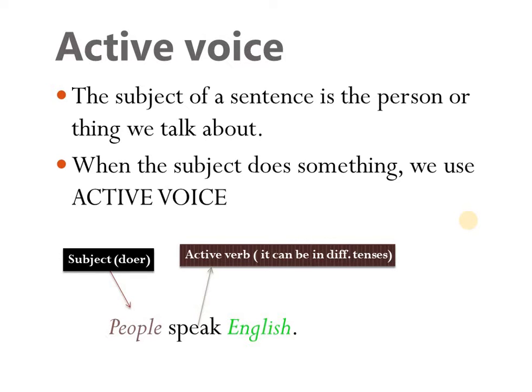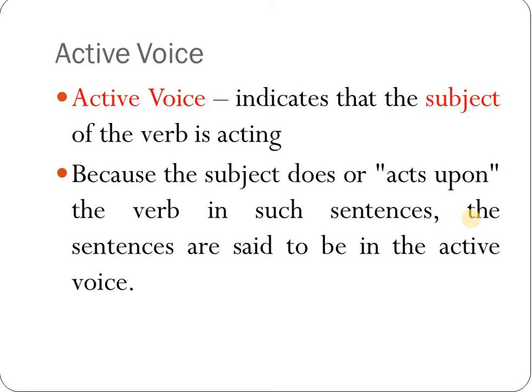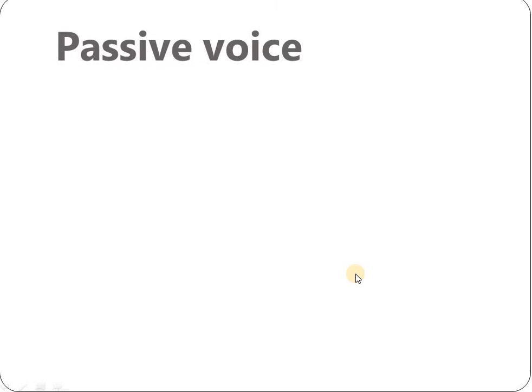Now here it is the active verb. It can be in different tenses. Active verb shows action is being performed. Now English is the object or the receiver. Now active voice indicates that the subject of the verb is acting, it is performing, it is doing some action. Because the subject does or acts upon the verb in such sentences, the sentences are said to be in the active voice.